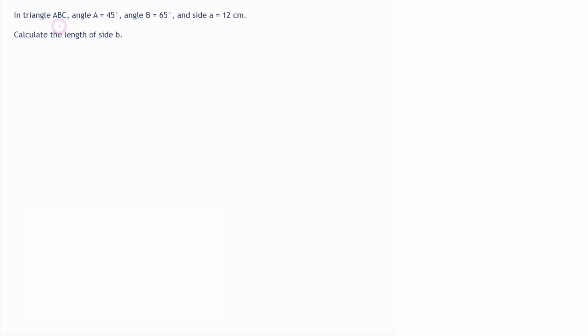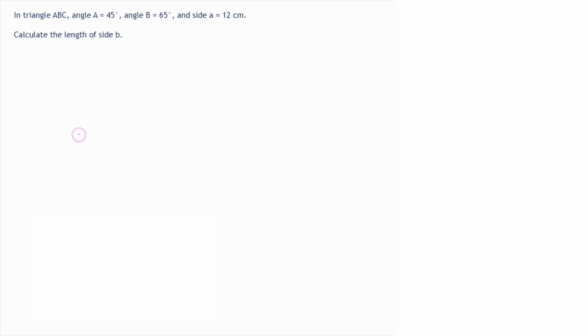In triangle ABC, angle A is 45 degrees, angle B is 65 degrees, and side a is 12 centimeters. We're asked to calculate the length of side b.